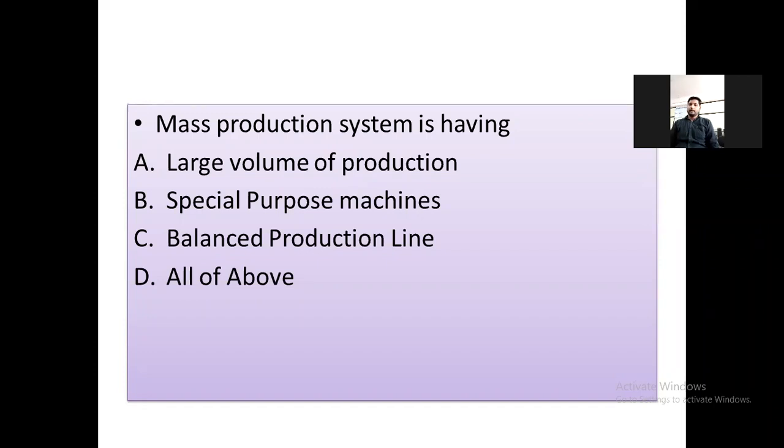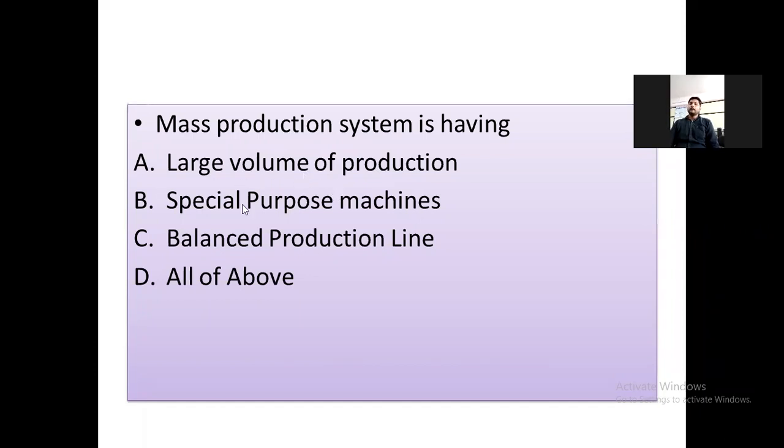D. Omkar is saying D. Nitin is also saying D. Madan is also saying D. Okay, correct.